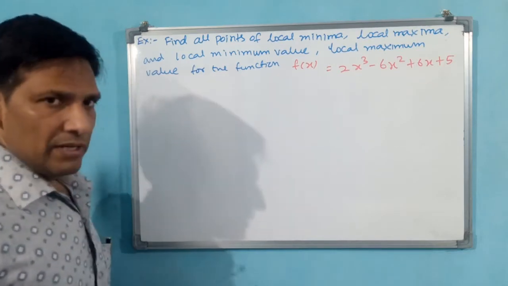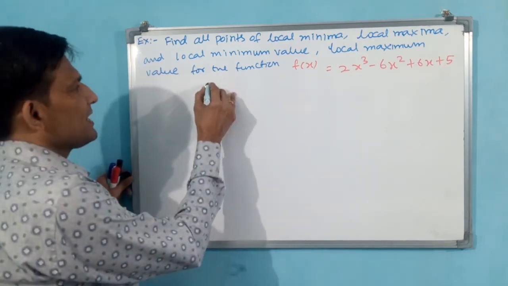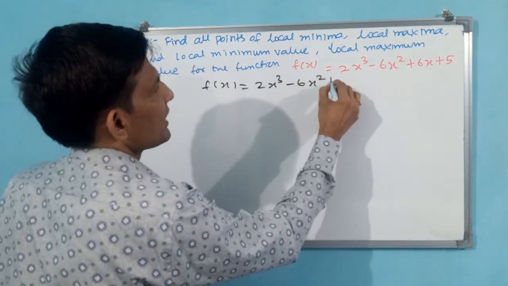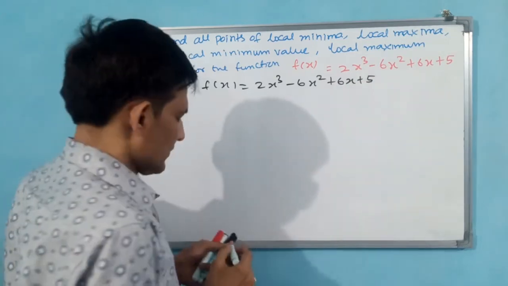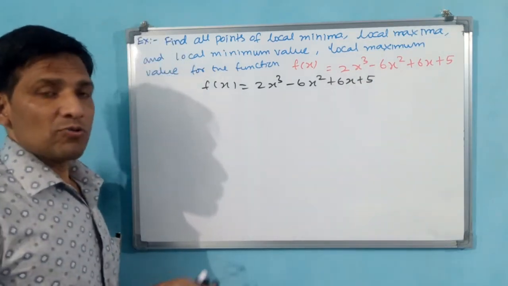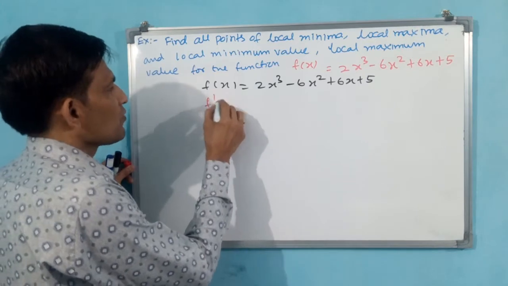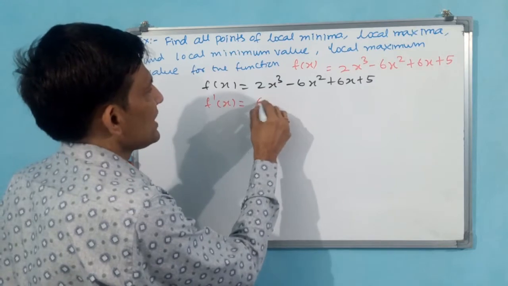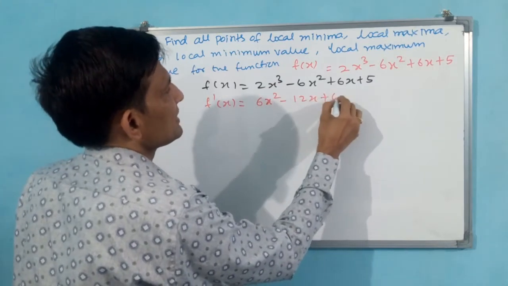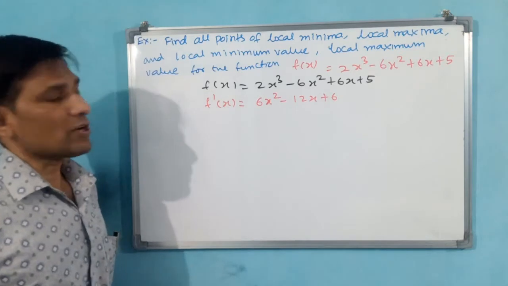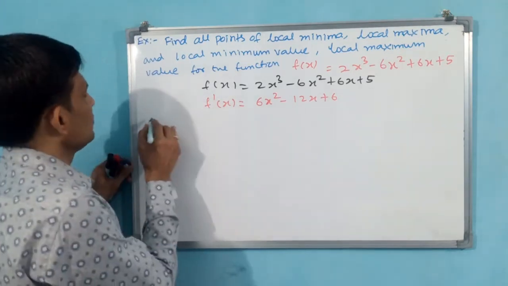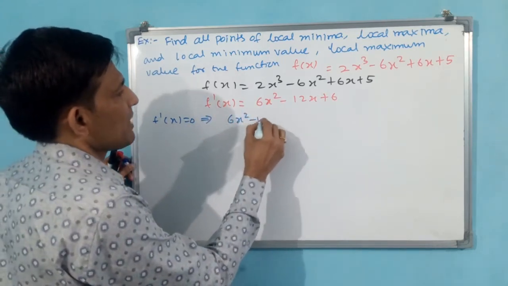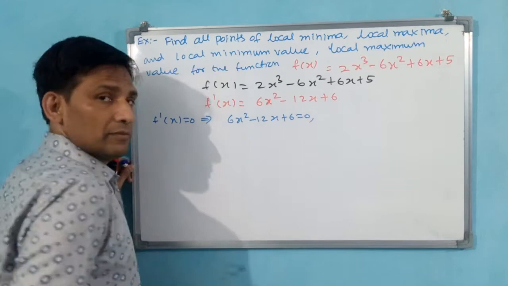What do we have to write? First, copy this function again: f of x is equal to 2x cube minus 6x square plus 6x plus 5. Second step, you have to find f dash x, the first derivative. If you do the first derivative, 6x square minus 12x plus 6 will come. Afterwards, you have to make it equal to 0. See what I am doing: f dash x is equal to 0 implies 6x square minus 12x plus 6 is equal to 0.